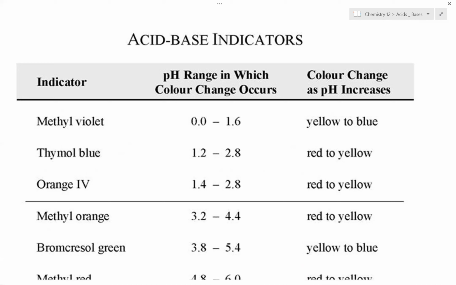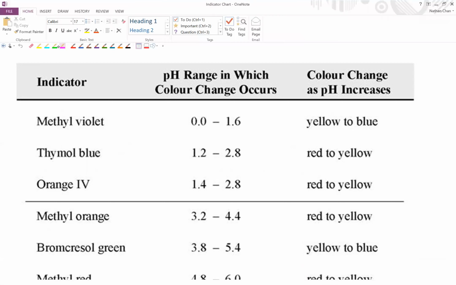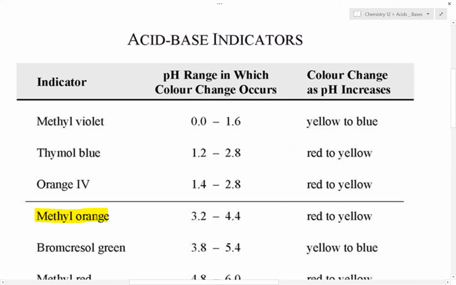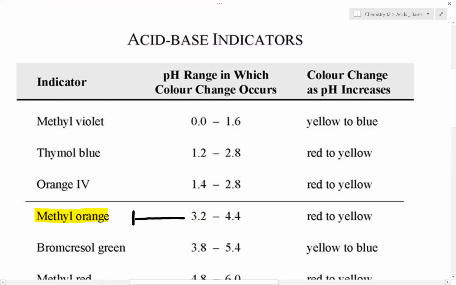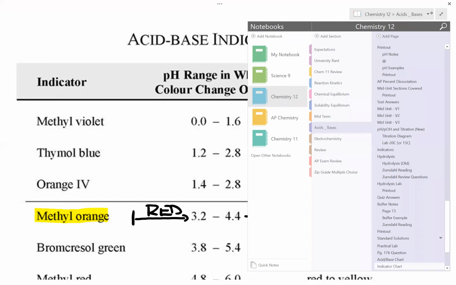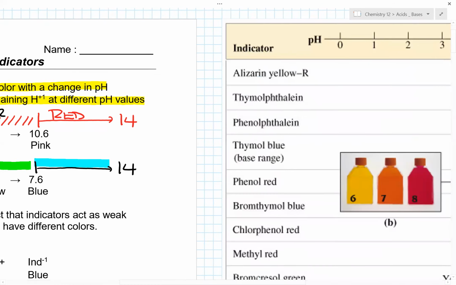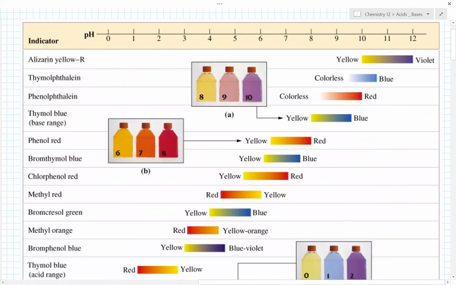So depending on the indicator, let's say, for example, methyl orange, the pH range is 3.2 to 4.4. It goes from red to yellow. So that means if you went from 0 to 3.2, that would be red. And then 4.4 to 14, this would be yellow. Okay. Now, I have the same thing, but a little bit fancier picture. You can have it on this sort of pH range.